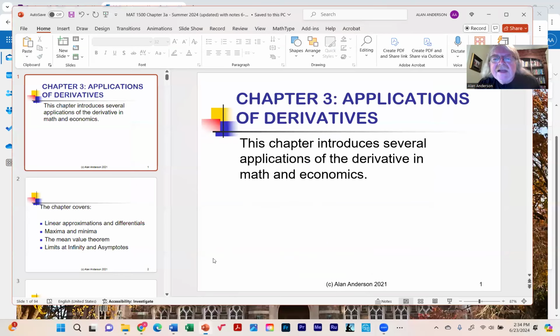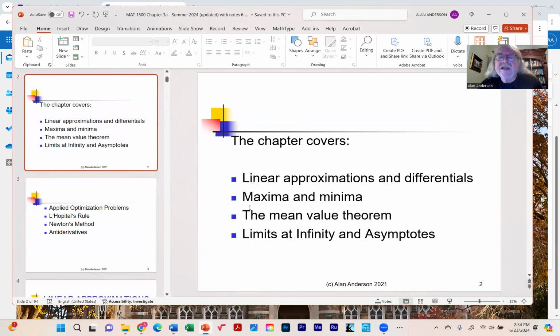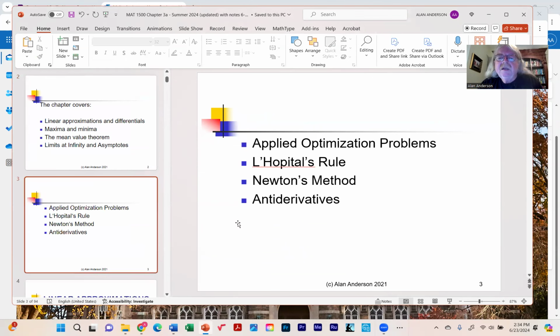All right, so now we're ready for chapter three. And so chapter three has some very important concepts in here. Some of these are very abstract, but they're very important results. And some of these are meant to be something that we'll be using throughout the rest of the course. In particular, this discussion about maxima and minima, applied optimization, that's all awfully important as well.